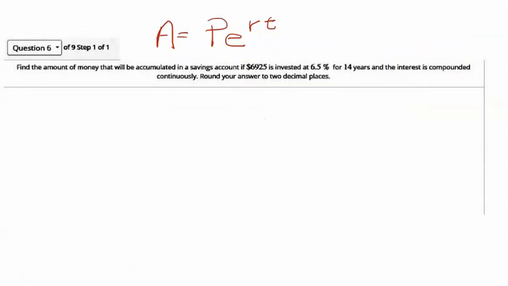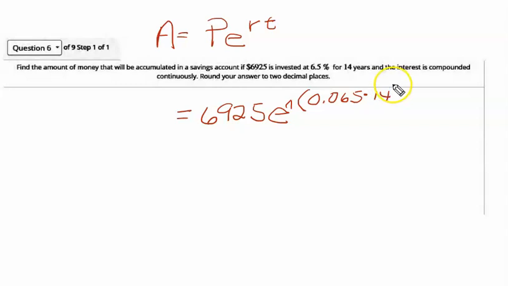For example 6 now, we are using the continuous interest formula, and we're just going to substitute. So 6925 Euler's e, and then caret, and then in parentheses 0.065 times 14. And again, you have to put this percentage in correctly, converting it to a decimal. Let's see what you get.